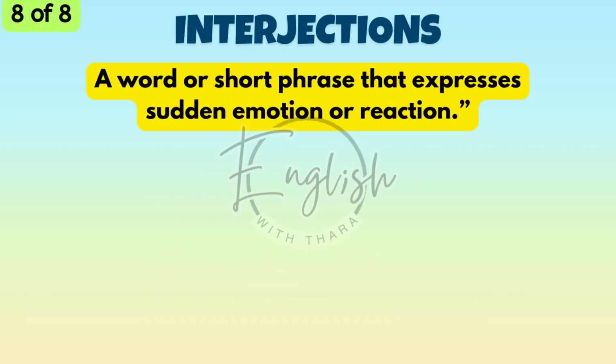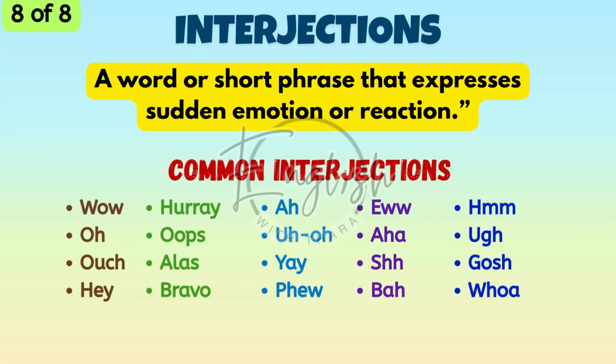Finally, let's talk about interjections. An interjection is a word or a short phrase that expresses a sudden emotion or reaction. Some common interjections are wow, ouch, hooray, oh, and yay. Let's see a few simple examples.